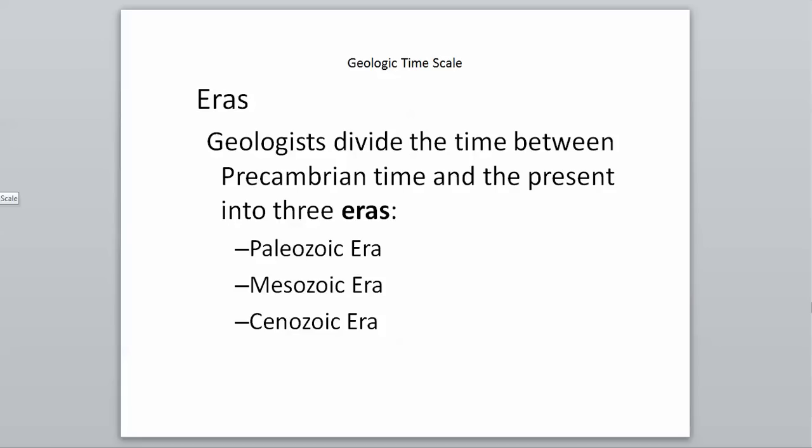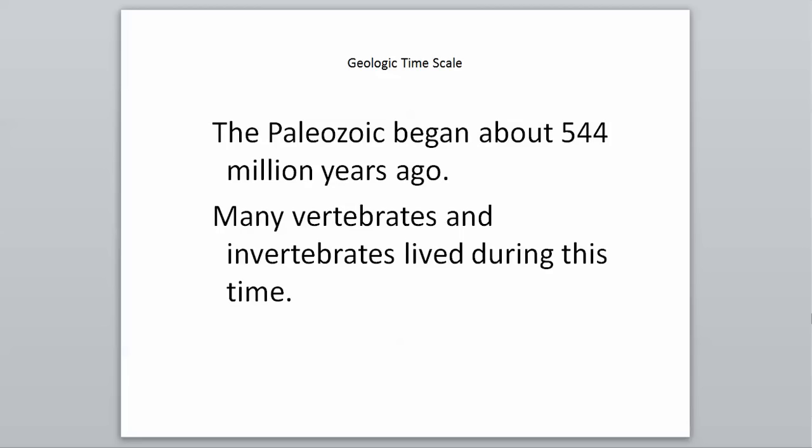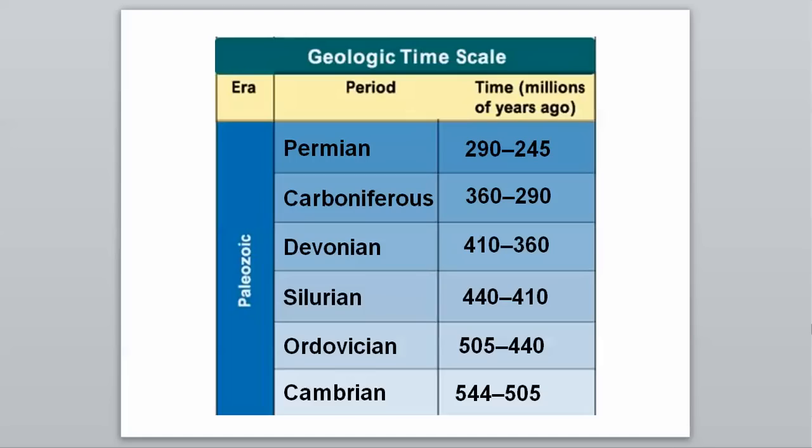So we're going to start with our Paleozoic. The Paleozoic era began about 544 million years ago, and during this time, many vertebrates and invertebrates were alive. These were our earliest animals, which came to be during our Paleozoic era, and we're going to get into each one of these periods later on in our chapter.